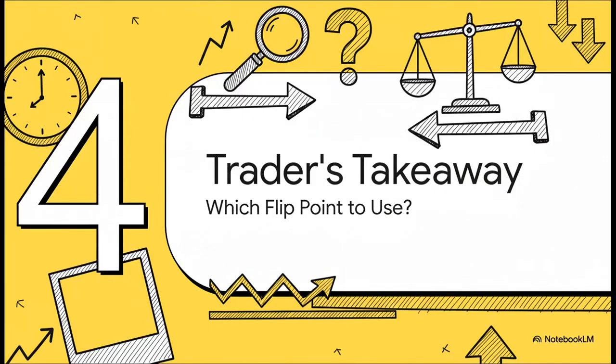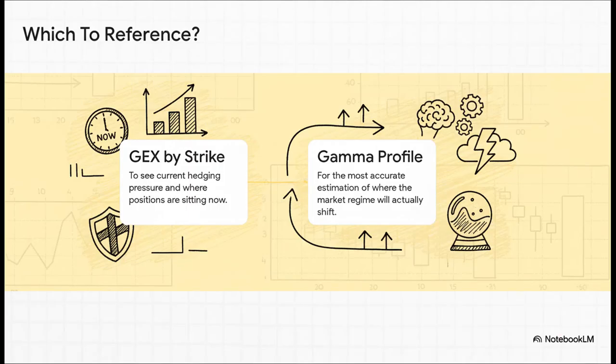Okay, so this brings us all the way back to our original question. As a trader, sitting at your desk, which number do you actually use? Which one matters more for your decisions? Honestly, it's a super simple two-step process. First, you're going to use the GEX by strike, the snapshot, to see where all the current hedging pressure and positions are sitting. Think of it as your immediate intel. But then, for the most accurate estimation of where the market's whole personality is going to shift, for that, you absolutely have to use the Gamma Profile forecast.